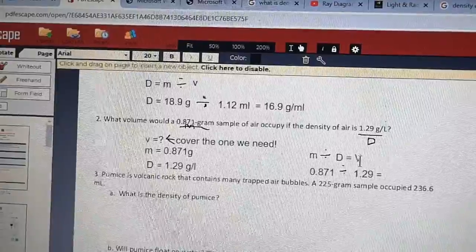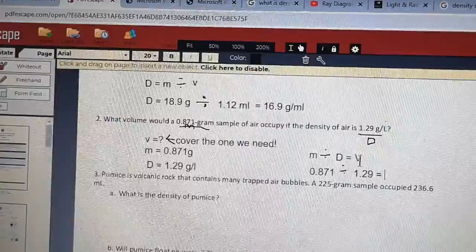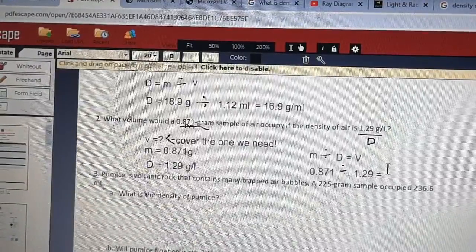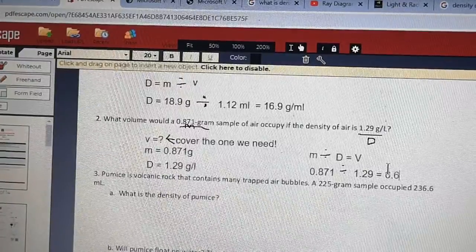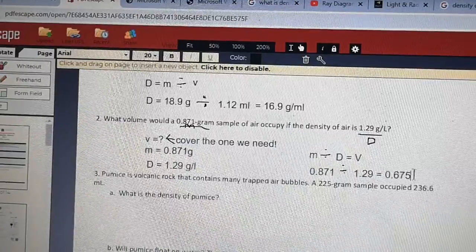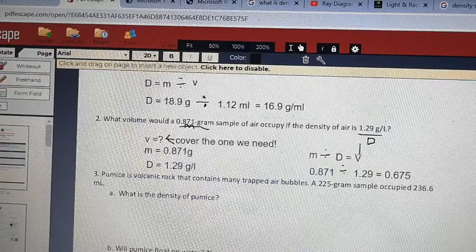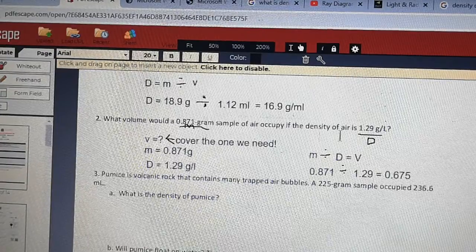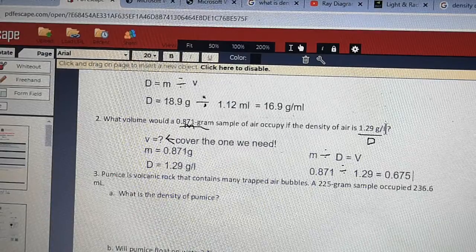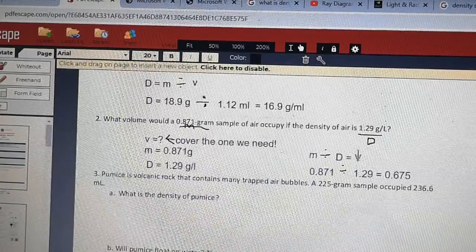And the volume will be 0.871 divided by 1.29, 0.675. Well, what's the units now? For V. Now we've got grams and grams per liter. So the units for mass would always be grams, but we don't have mass, we have volume. This is the one which changes.